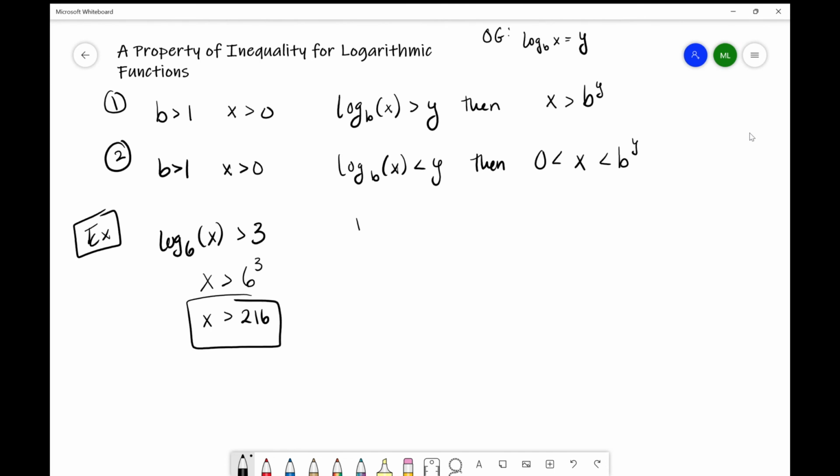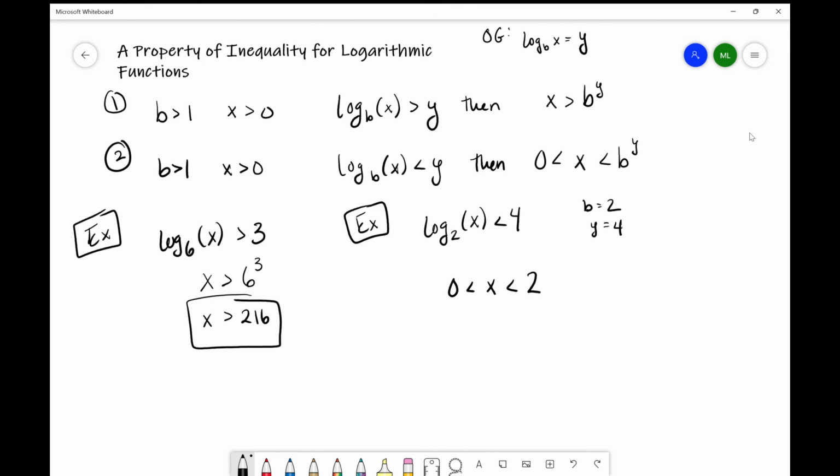Alright, so let's look at another instance, and let's use the second instance in this one. Let's say I have log base 2 of x, and this one is less than 4. So by the rule, the property of inequality for logarithmic functions, our base b in this instance is 2, my x is x, that's what I'm trying to find, and my y is equal to 4. Using the rule, and I have a less than sign here, I'm going to use 0 is less than x is less than b to the power of y.